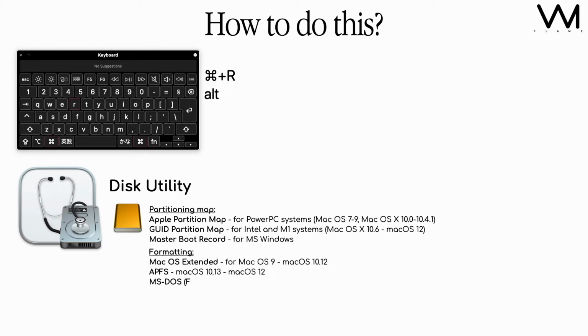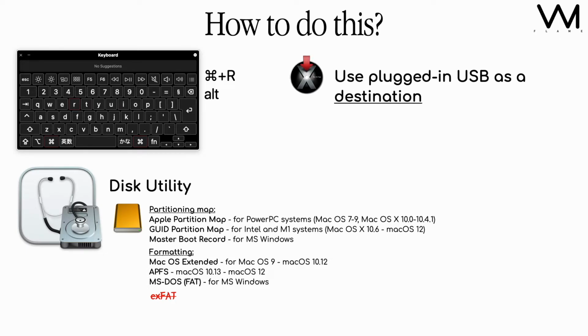Now, what about formatting? Format is an important thing. For macOS 9 up to macOS 10.12, we have macOS Extended. For macOS 10.13 up to macOS 12, we have APFS. Actually, if this USB was made in 2018 or later, it may be convertible during the installation, but it's better to format it in Disk Utility. The installation will be faster. And MS-DOS FAT for Microsoft Windows. Attention, no exFAT can be used here. Now, use the plugged-in USB as a destination.